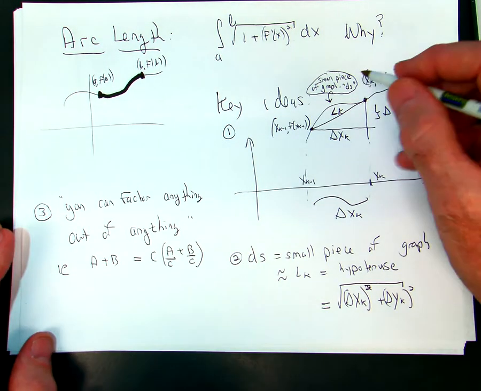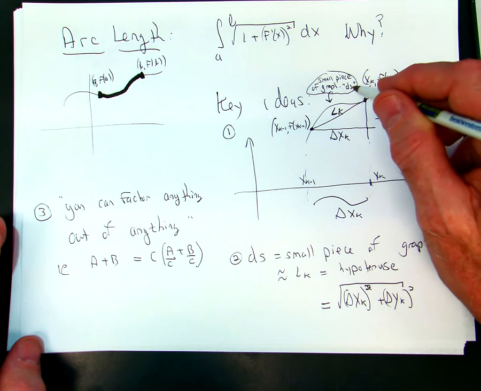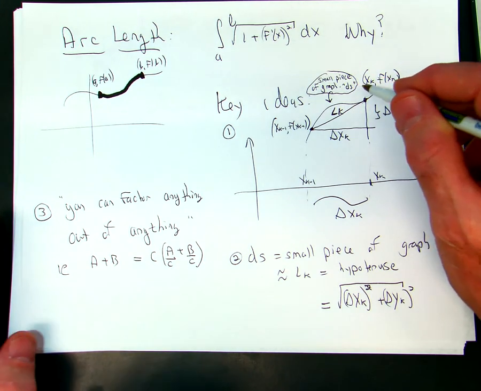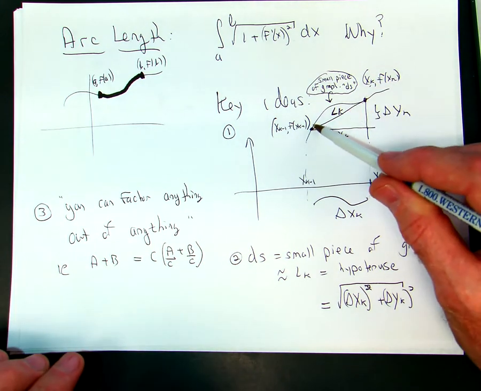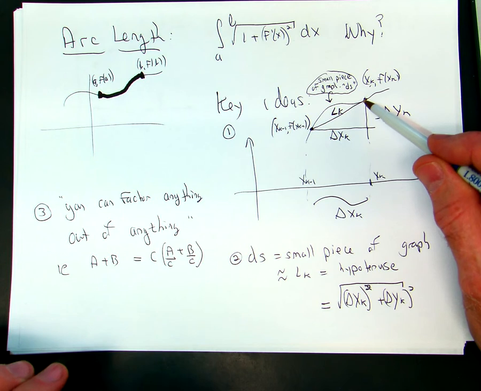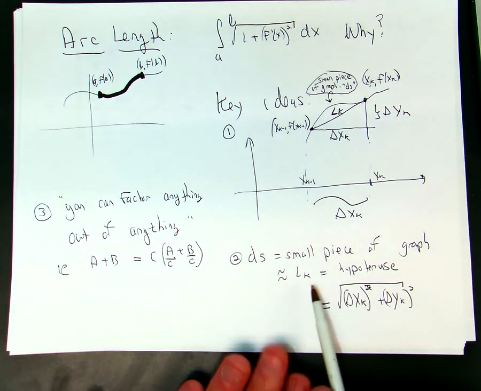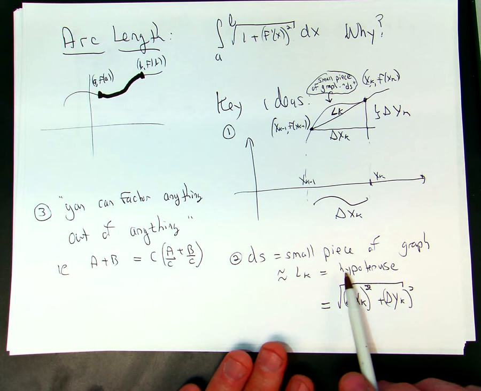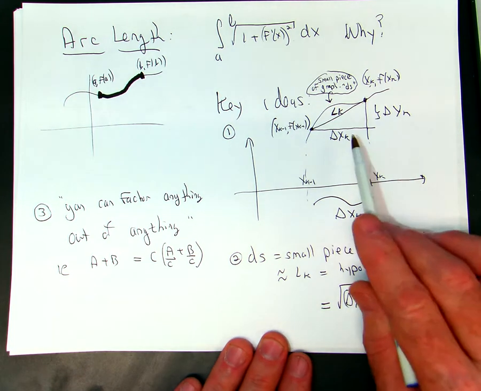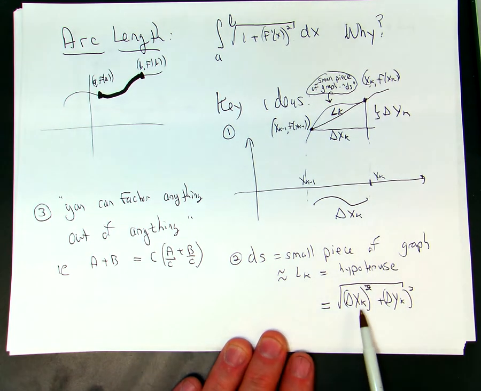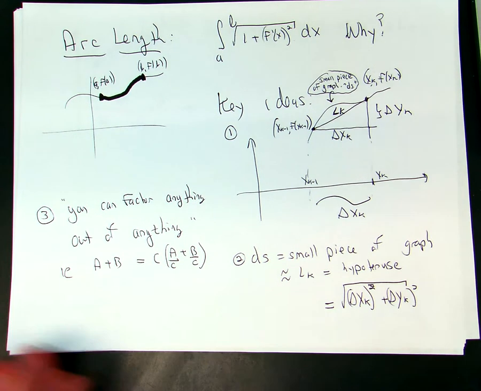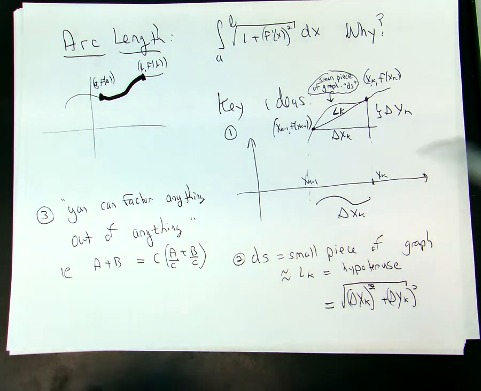And it's typical to call a small piece of the graph ds, using differential notation. So what I'm saying is that this small piece of the graph is pretty close to Lk. So that's what I'm saying down here. And it turns out that Lk is a hypotenuse of this triangle, so that means we can actually measure it: square root of delta x squared plus delta y squared. Okay. And I'm going to come back to all these ideas during the derivation. I just want to get them out of the way right now.